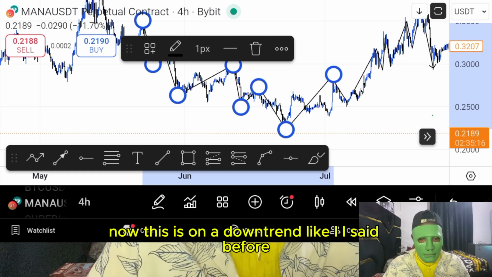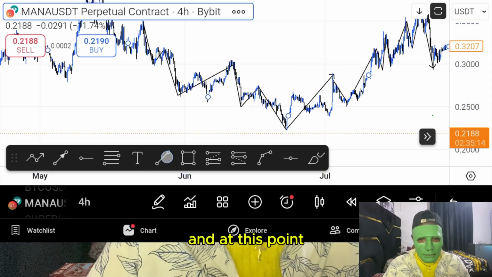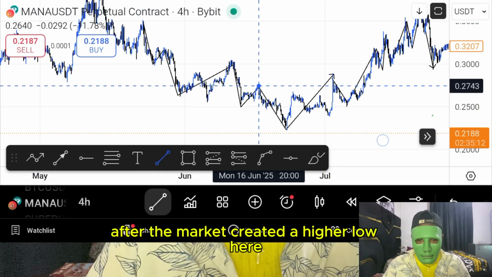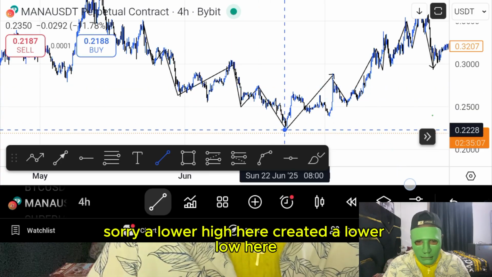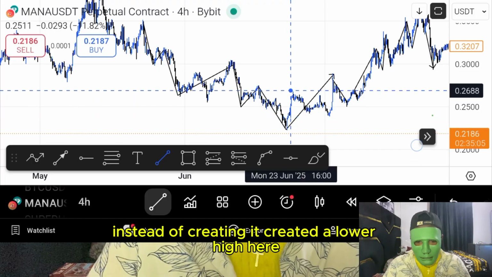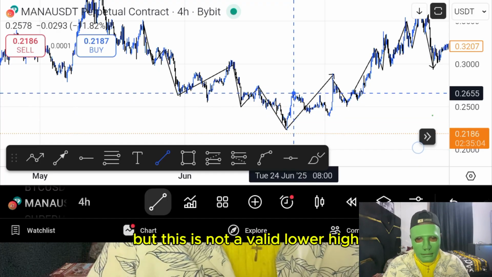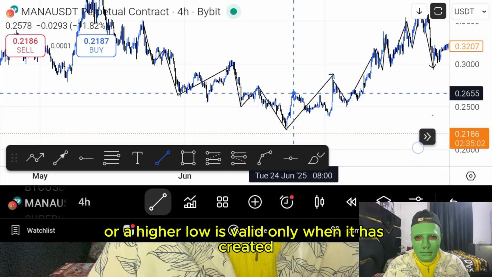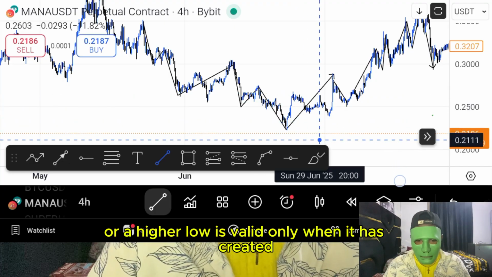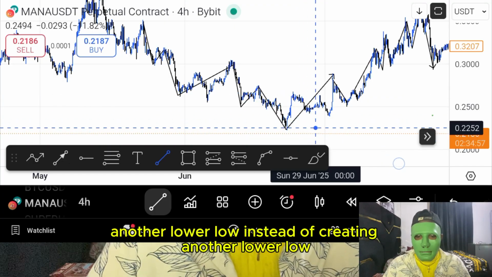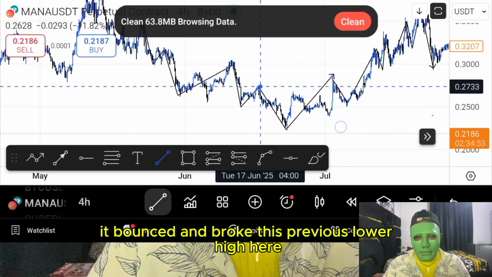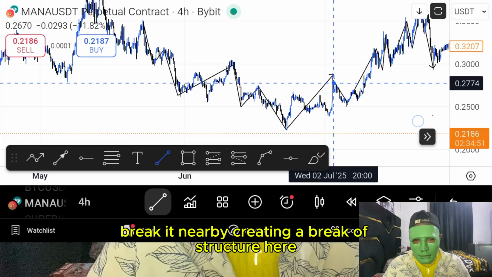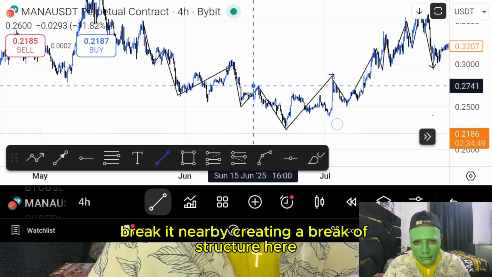Now, this is on a downtrend, like I said before. And at this point, after the market created a higher low here, a lower high here, and created a lower low here, it created a lower high here, but this is not a valid lower high, because a lower high or a higher low is valid only when it has created another lower low. Instead of creating another lower low, it bounced and broke this previous lower high here, thereby creating a breakout structure here.